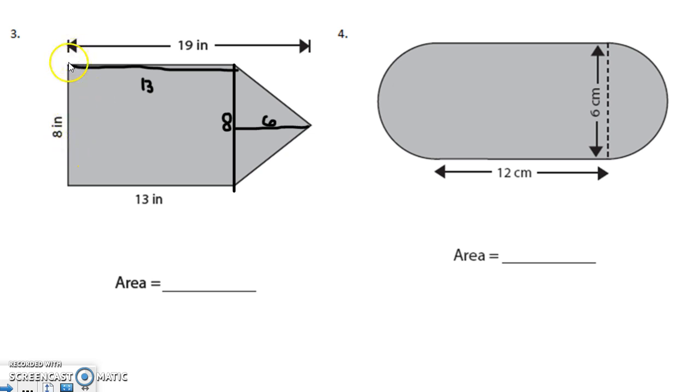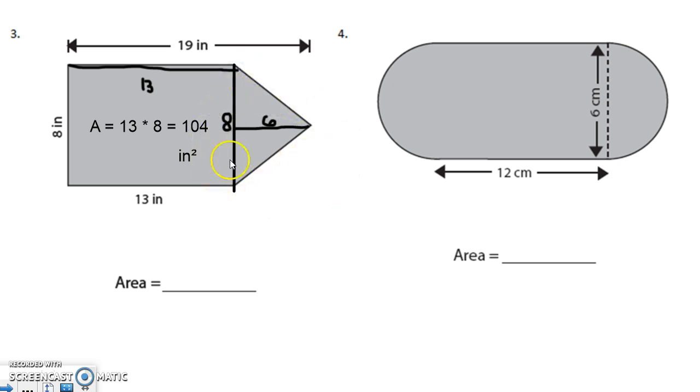So again, I know this is a rectangle. I know the base is 13 and the height is 8. So to figure out this area, I would just do 13 times 8, which is 104. And then my units are, of course, square inches, inches squared.